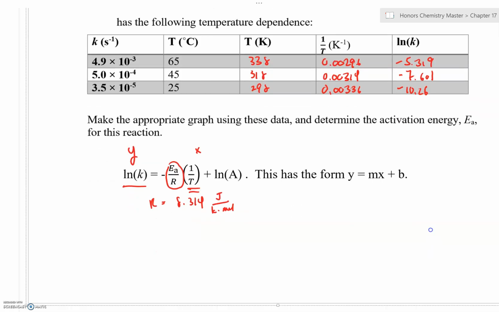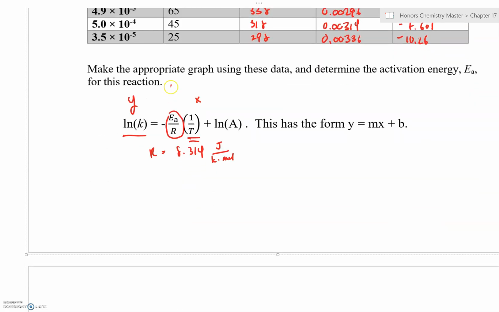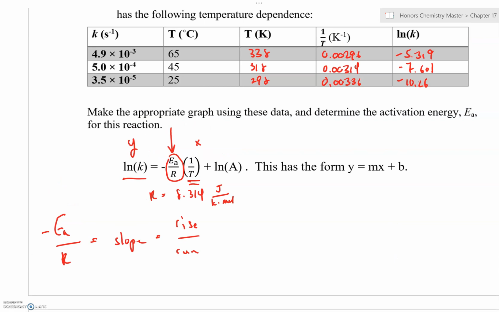Now remember that we want the slope. That's this guy. Negative Ea over R equals the slope, which is going to be the rise over the run. Well, the rise is the y-axis. That's ln of the rate constant k. So that's going to be the difference in the natural log of k. And the run is the x. So that's the difference in the inverse of temperature.